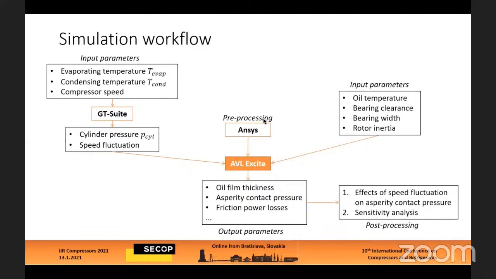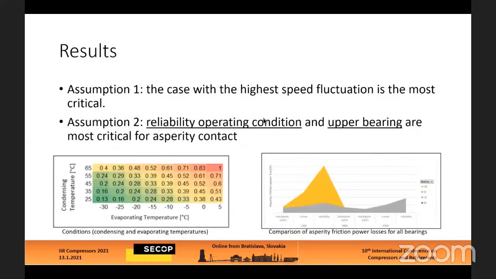There we have to do the pre-processing with ANSYS for the finite element models. And we have other input parameters like the oil temperature, bearing clearance, bearing width, and rotor inertia. Then we can check our output parameters, which are oil film thickness, asperity contact pressure, power losses, and so on. And we also want to see the effect on those parameters of the speed fluctuation and asperity contact pressure using the sensitivity analysis.